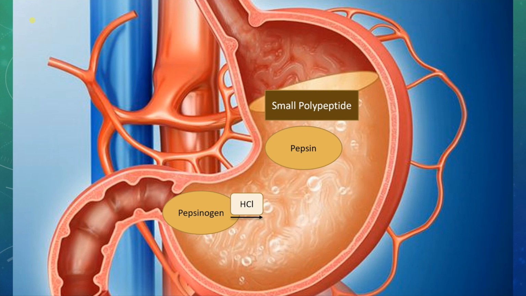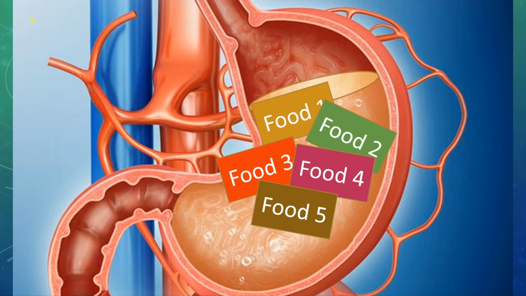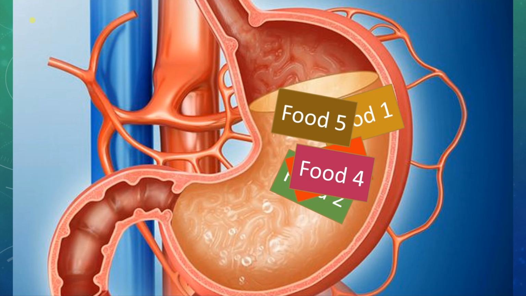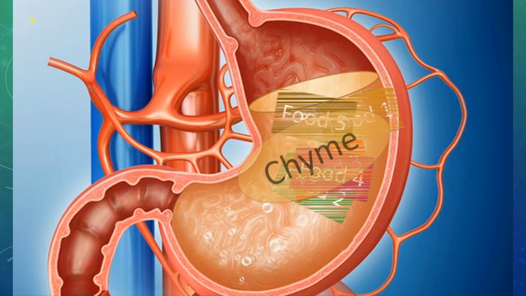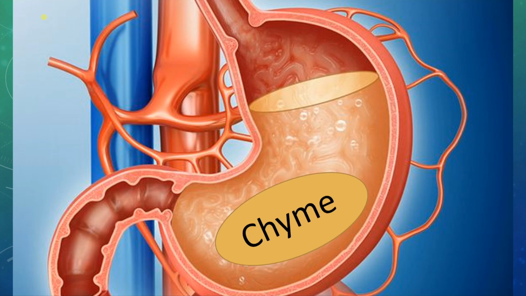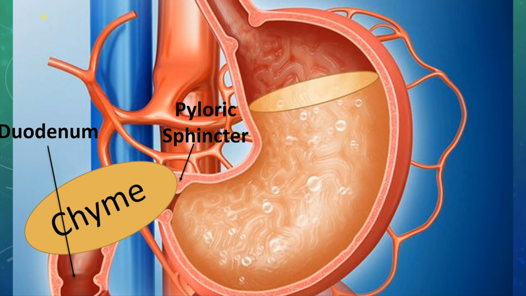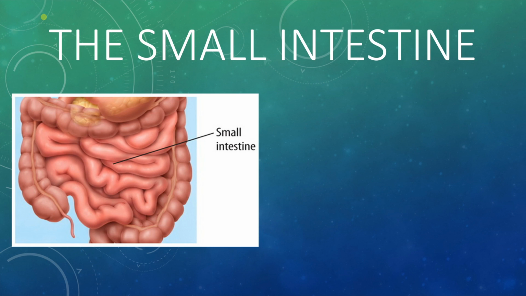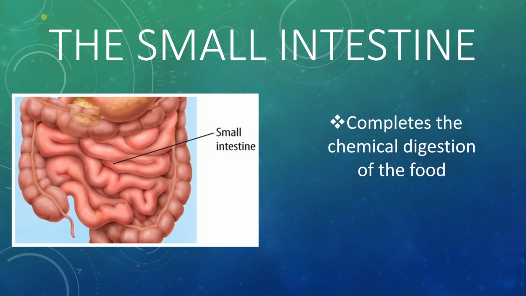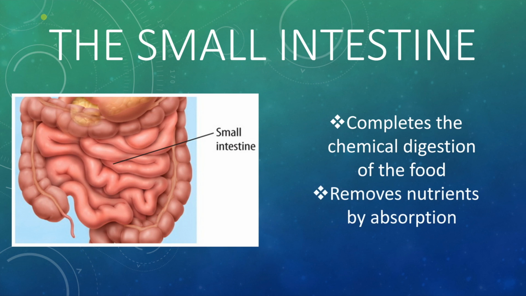While the stomach does only contribute to the chemical digestion of proteins, the stomach muscles do churn and squeeze all food molecules into a paste called chyme. Chyme then passes through the pyloric sphincter and into the duodenum of the small intestine. The main function of the small intestine is to complete the chemical digestion of food and remove nutrients by absorption.